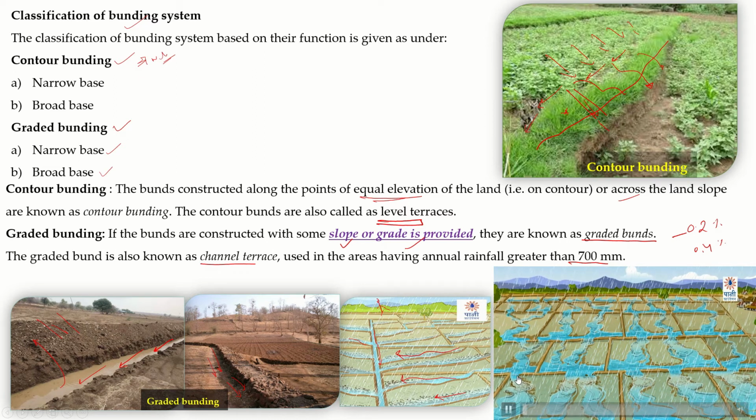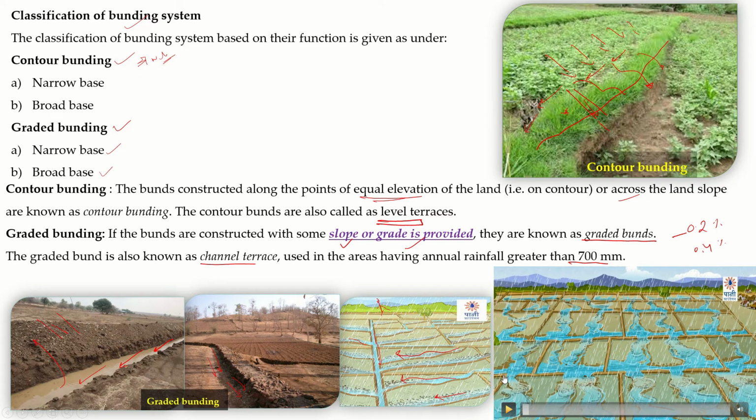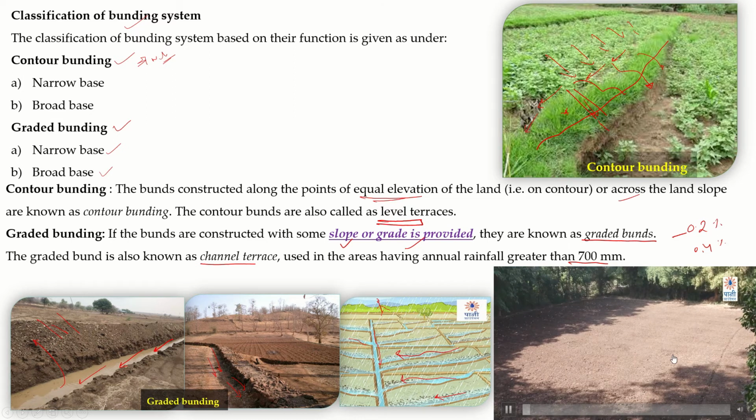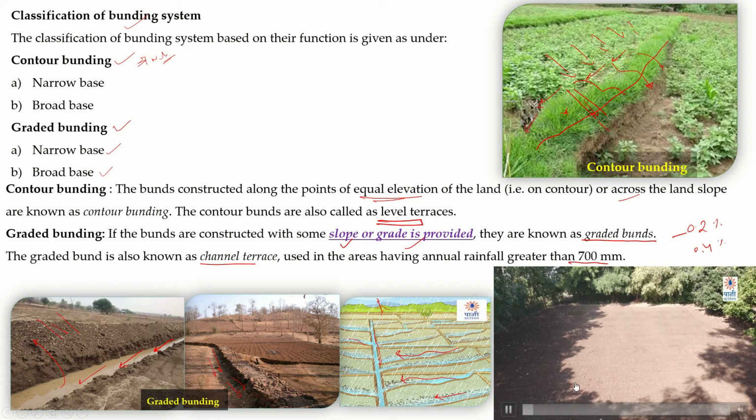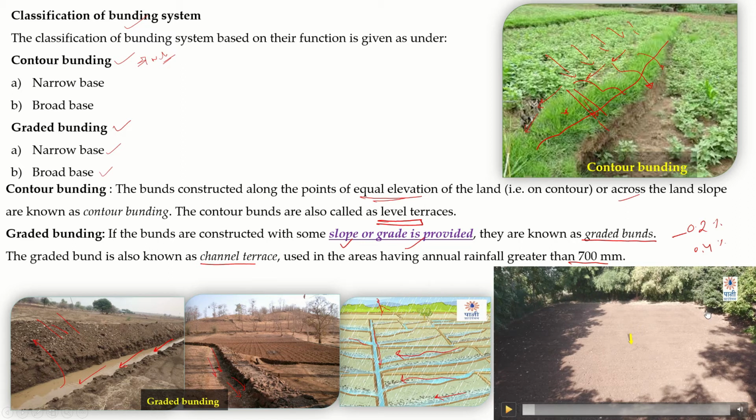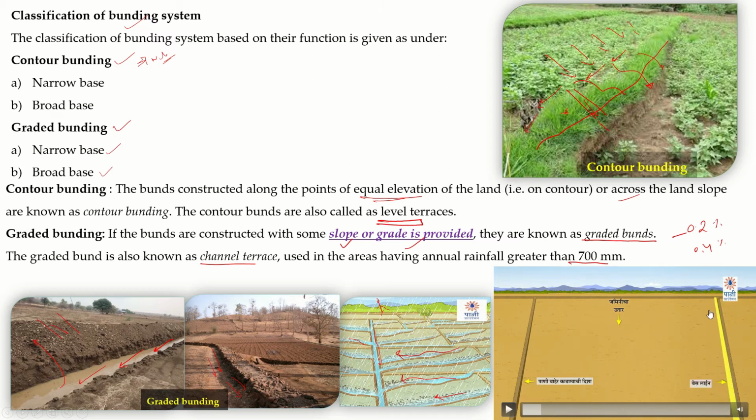If proper graded bunds are not constructed, or suppose this is our contour bund, then in this condition higher rainfall may be received in the area, so overland flow takes place. Here graded bunds are not suitable, so we need to provide a proper channel. This is my rectangular field. Based on the elevation and the benchmark, we decide in which direction our slope is created. Now this is your baseline and this is your simple flow channel.